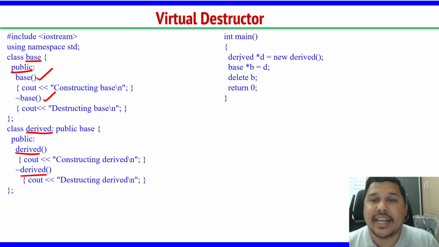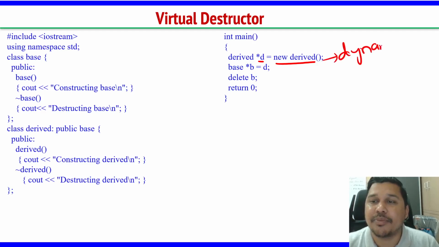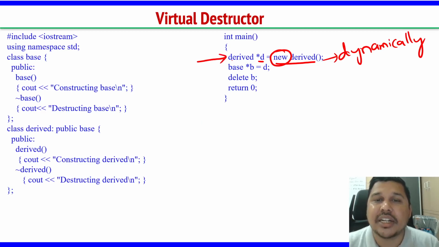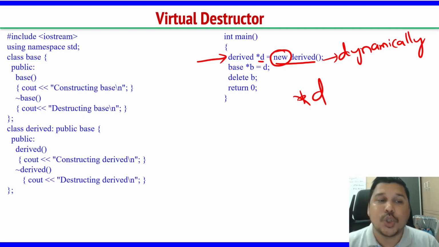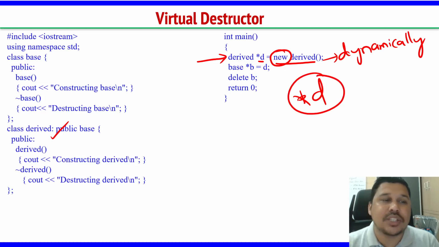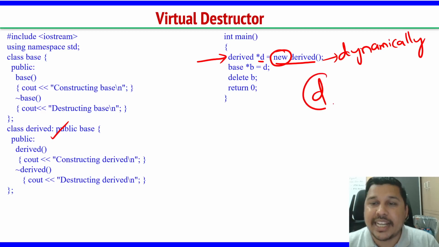So when I create an object for this derived class, Derived star d equal to new Derived, this is dynamically creating an object, allocating memory to the object dynamically, because we are using the new keyword here. So I have created a pointer object d to the derived class. Object d belongs to the derived class.